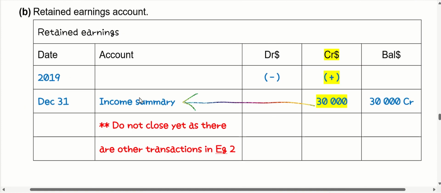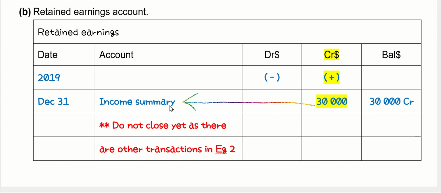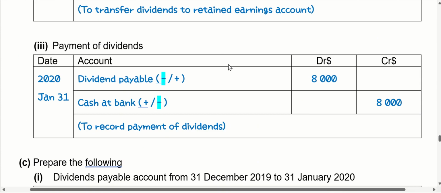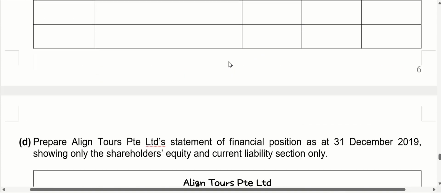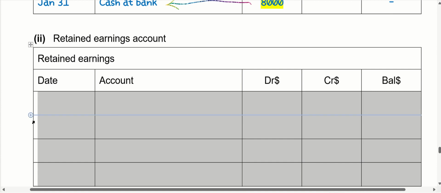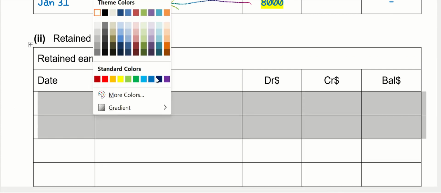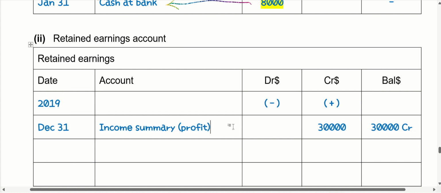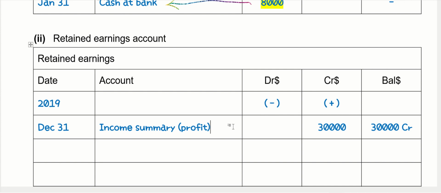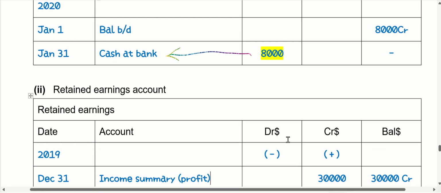And you recorded the profit, the transfer of the profit into the retained earnings account. And I told you not to close it yet because there are other transactions. So this is our starting point, okay? Looking at example 1 and example 2, your starting point is that you have already recorded the income summary, the profit for the year. You transferred that in, right? And now what we're going to do is transfer the dividend in.